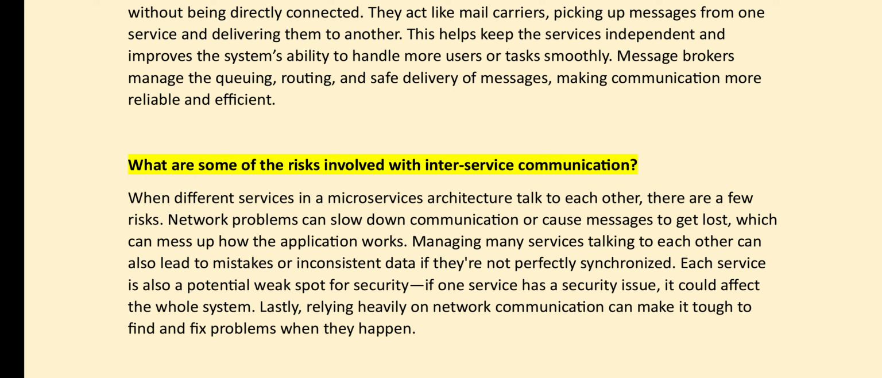What are some of the risks involved with inter-service communication? When different services in a microservice architecture talk to each other, there are a few risks. Network problems can slow down the communication or cause messages to get lost, which can mess up how the application works. Managing many services talking to each other can also lead to mistakes or inconsistent data if they are not perfectly synchronized. Each service is also a potential weak spot for security. If one service has a security issue, it could affect the whole system. Lastly, relying heavily on network communication can make it tough to find and fix problems when they happen.